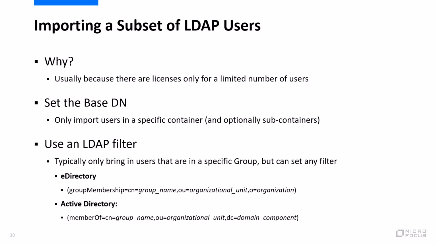You can obviously set the base DN to a specific container to import only the users in that container and subcontainers. Now, what I tend to do myself is use an LDAP filter and then create a group in the directory and just specify that only members of that group are going to be imported. So if the user has access to Filer, I just add them to that group, and the next time the sync runs, they'll be added to the Filer environment.